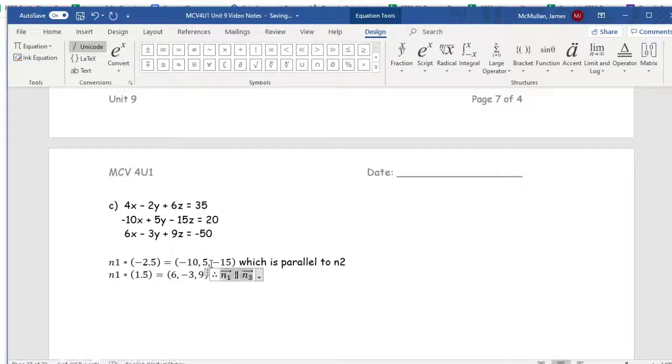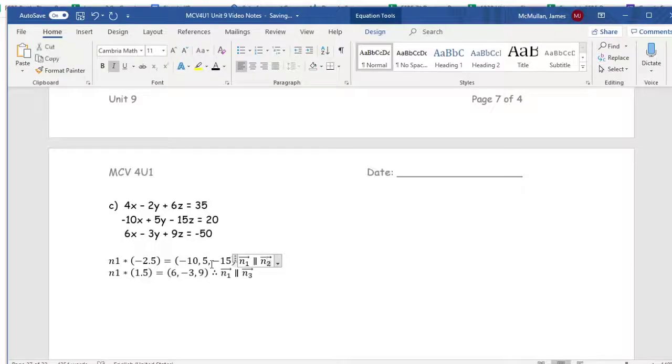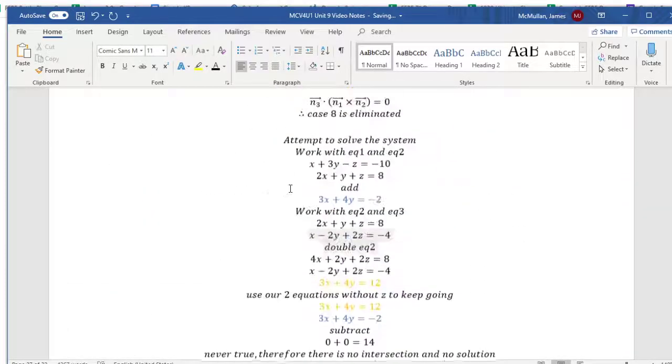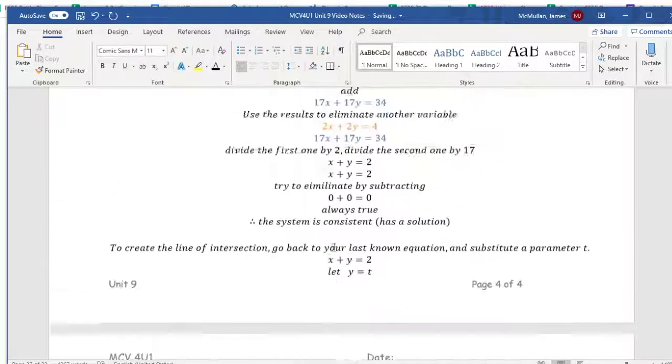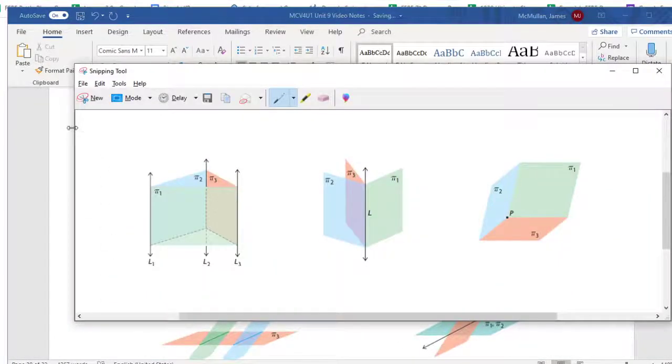Okay, and the same thing would be true up here. I guess I'll just write this more technically. So we'll work on our form since we're at that point in the year. So n1 is parallel to n2 and also parallel to n3, so all three vectors are parallel. So therefore, since all three are parallel, we have case 1, 2, or 3. Okay, so it has to be one of those original cases because those are the ones where everything was parallel. So let's just go back and copy paste that quickly.